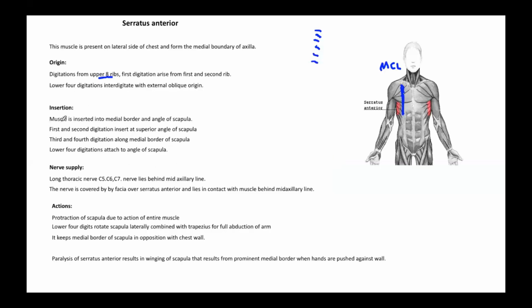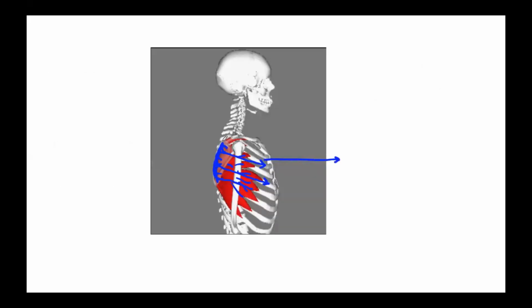So its insertion is on the medial border and angle of the scapula. The first two digits are inserted on the superior angle, then the next two along the medial border, and the lower four digits are attached to the angle of the scapula. This is important. Two digits here, superior angle, two digits, then two digits here, then four digits on the angle of the scapula.